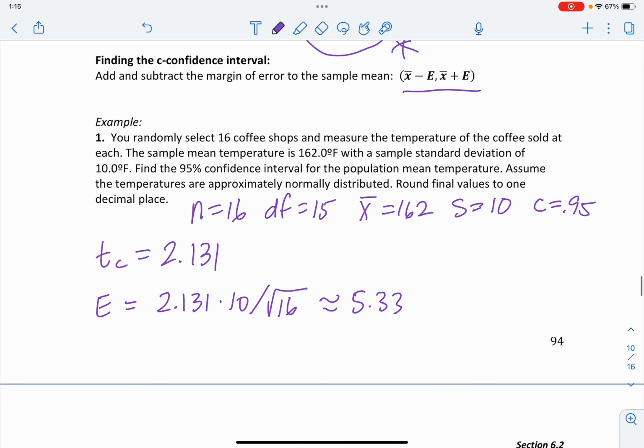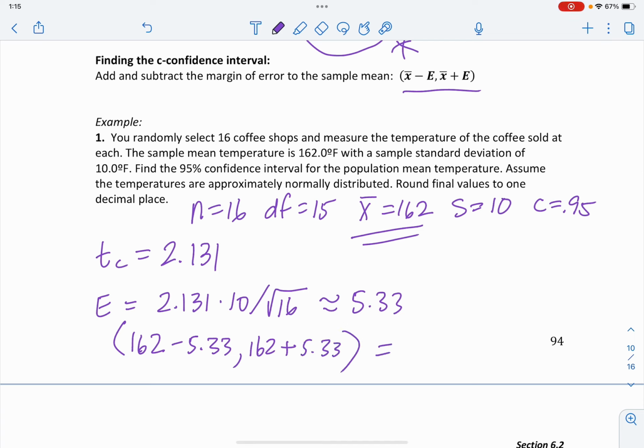And then what do? Same as before, we add and subtract to the sample mean, right? We'll take the 162 minus the 5.33 and the 162 plus the 5.33. Calculate those, round to the appropriate spot, and we get 156.7 and 167.3, and there's our confidence interval, okay?